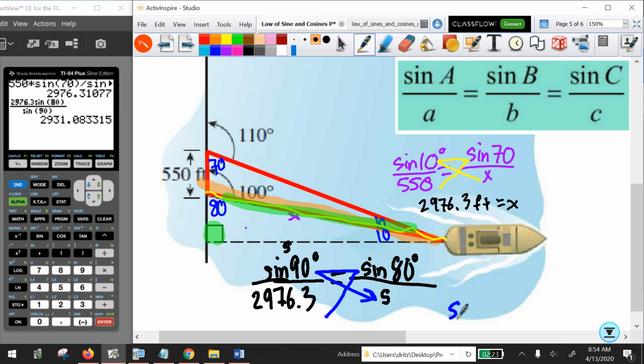There is more than one way to do this problem. I think somebody in your class did it using law of cosines, but I think it's more simple to just do it in two parts like this.